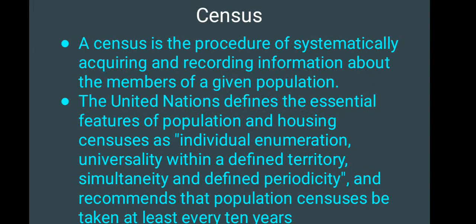The United Nations defines the essential features of population and housing census as individual enumeration, universality within a defined territory, simultaneity and defined periodicity. Periodicity means, for example, every 1 year or 2 years. If we take 3 days, 2 days, 4 days, we know who is living in the country and who is going out, and some factors will be affected. So, so as not to affect the factors, we should maintain a periodic system; then only can we get perfect systematic data, just like weather data. This is one type.